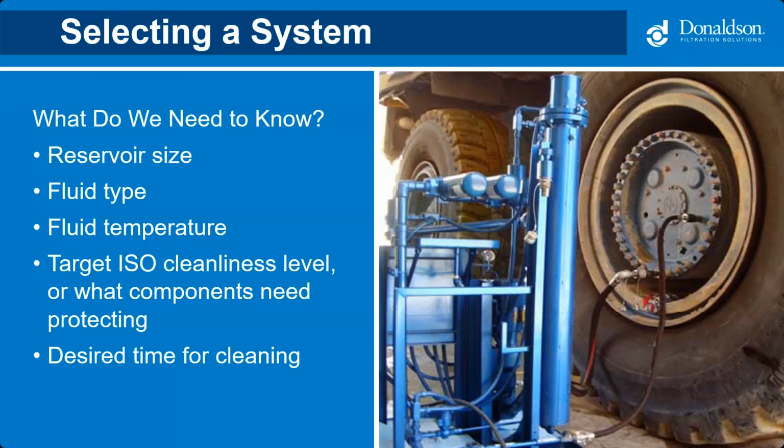This is especially important if we're using a filter cart in that rear wheel motor example. That piece of equipment may be in for that PM schedule, and it's a 6-hour PM schedule. We need to make sure that we select the flow rate properly to be able to clean that fluid in the time that that piece of equipment is in for service.